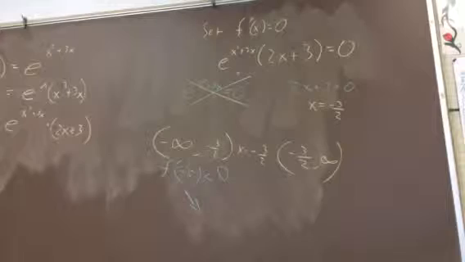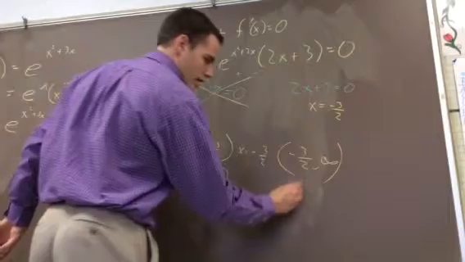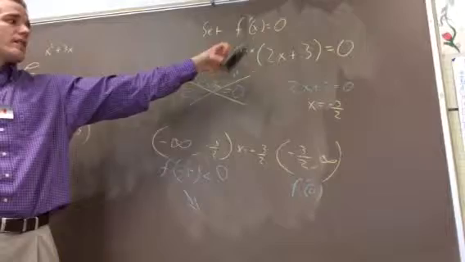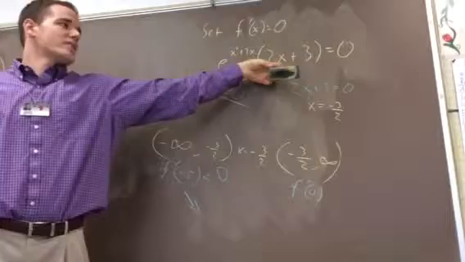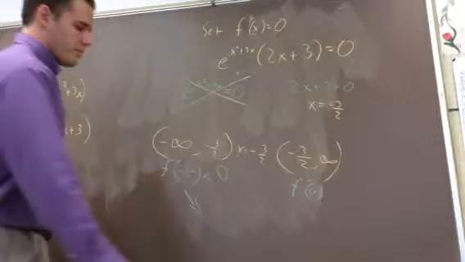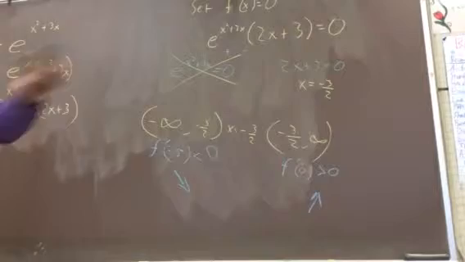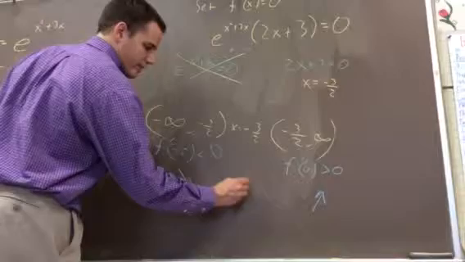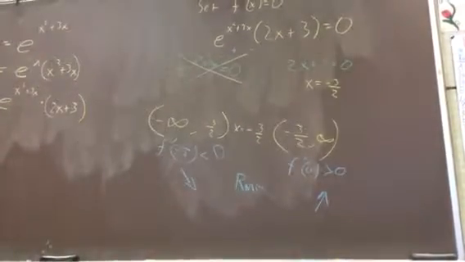Pick something bigger than negative 3 halves. 0 is great. f prime of 0. If I plug 0 in here, it's going to be e raised to the 0, which is 1, which is, hey, it's positive. Plug in 0 in here, what do you get? Positive times a positive is a positive. It's greater than 0, so it's increasing. So what does that mean about that point right there? It's a minimum. That is a relative minimum. In fact, it's an absolute minimum.